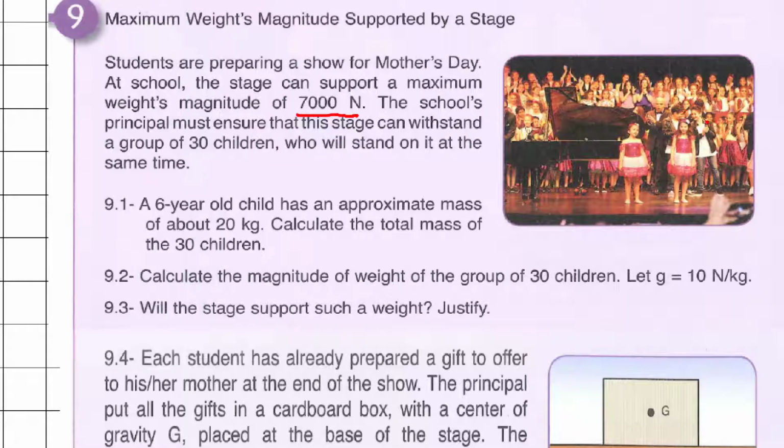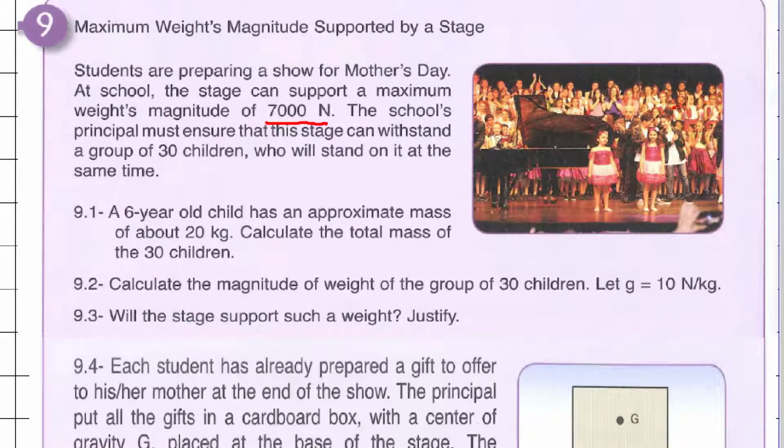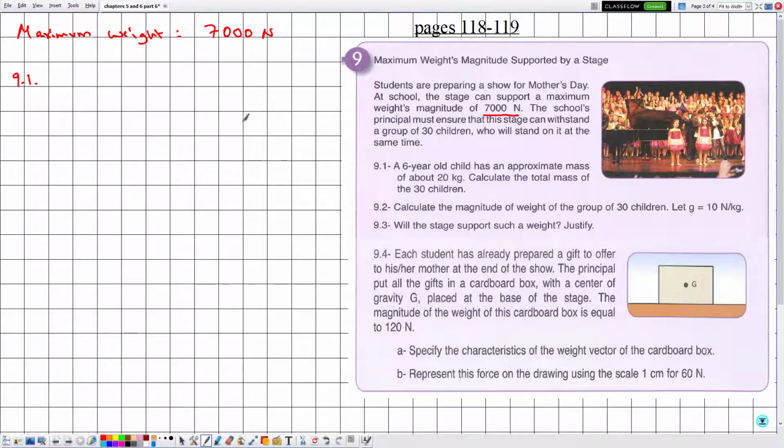The school's principal must ensure that this stage can withstand a group of 30 children who will stand on it at the same time. 9.1. So the number of students that will stand on this stage is given by 30 children.